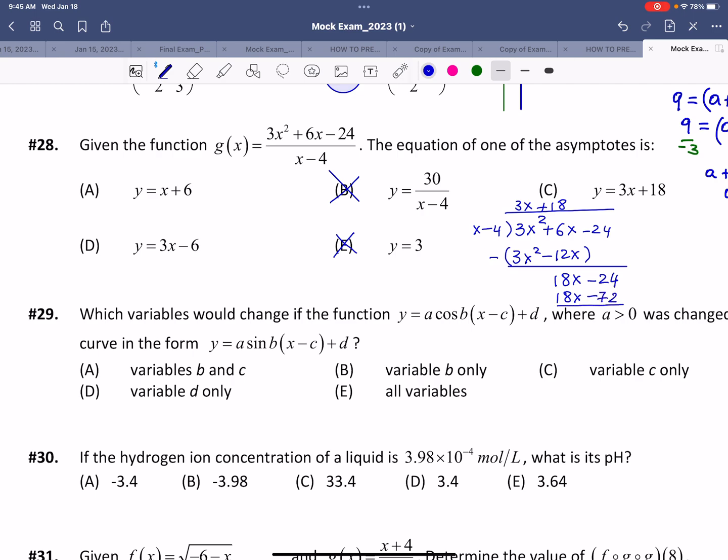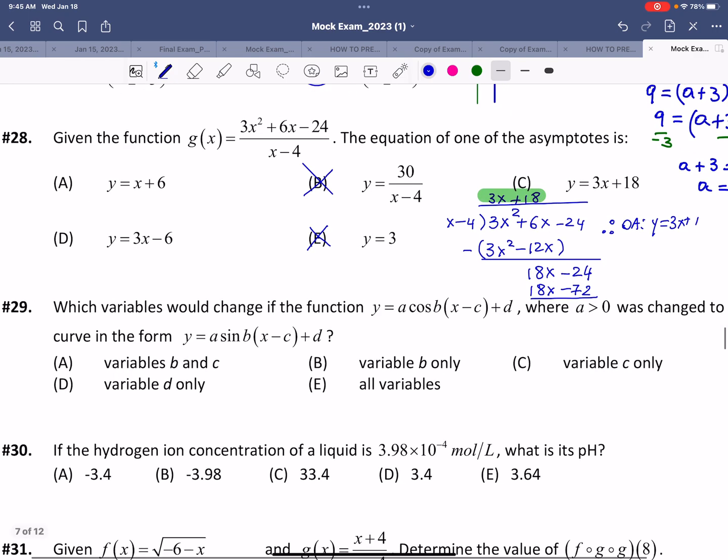And at this point in time, we are going to stop the division. We have obtained the quotient that we need, which is 3x plus 18. And this quotient is what gives the oblique asymptote. So we'll say that the oblique asymptote would be y equals 3x plus 18, which in our case seems to be option C. So option C is the correct answer.